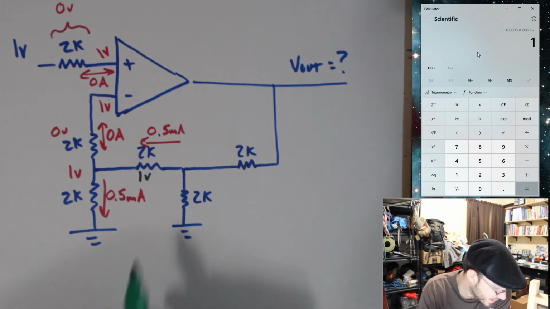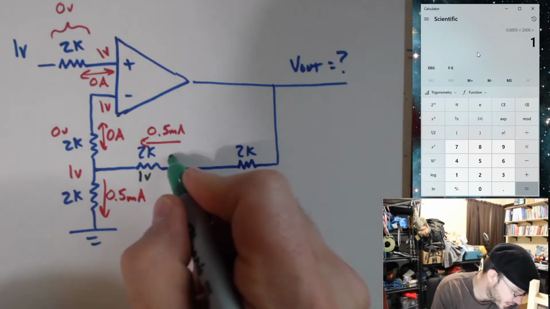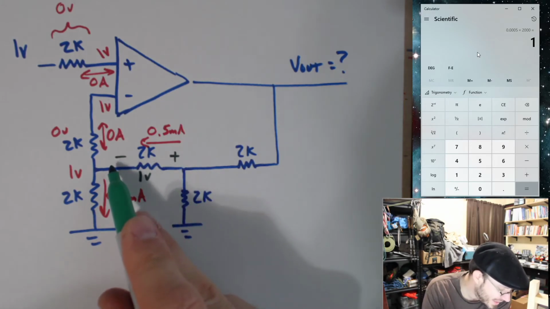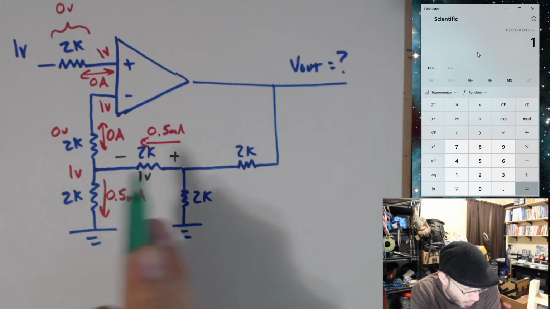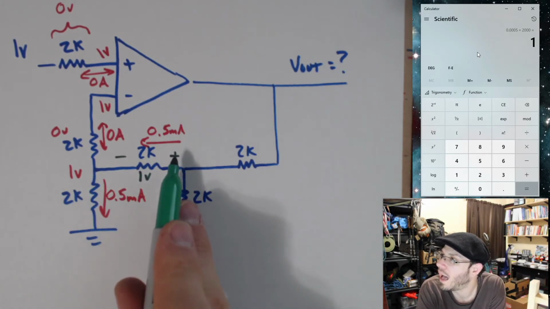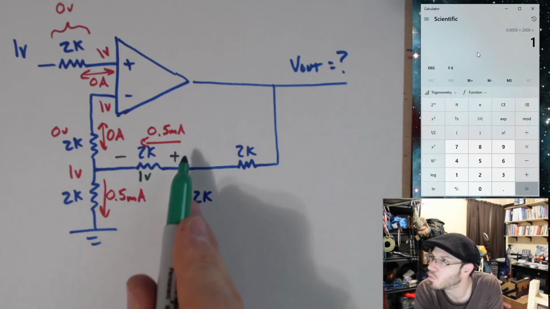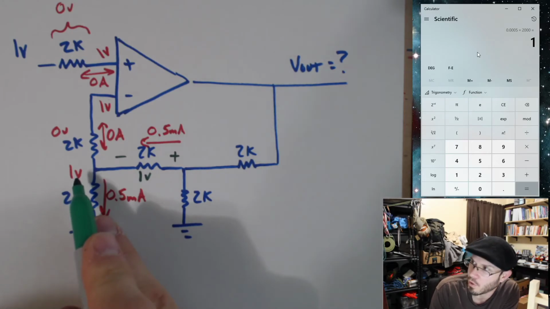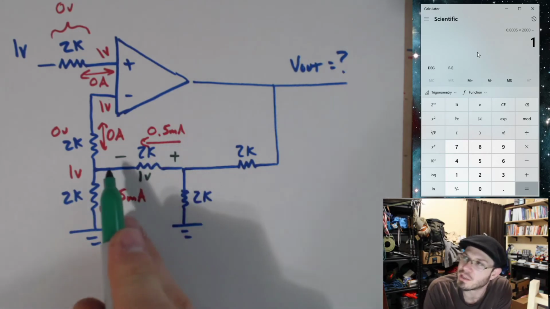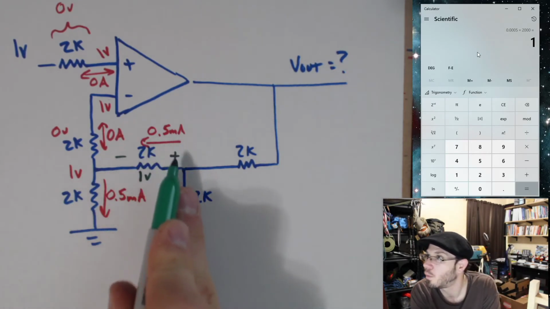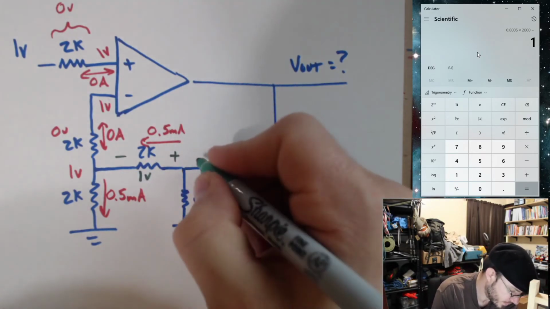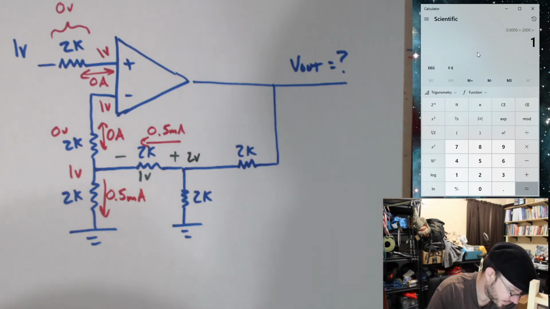Now, notice my current goes from a high voltage to a low voltage, so I know this side must be higher than this. This is at 1 volt. This must be 1 volt higher, right? Because we're dropping 1 volt across this resistor to get to 1 volt. So if you work backwards, 1 volt and 1 volt higher than 1 volt makes 2 volts.